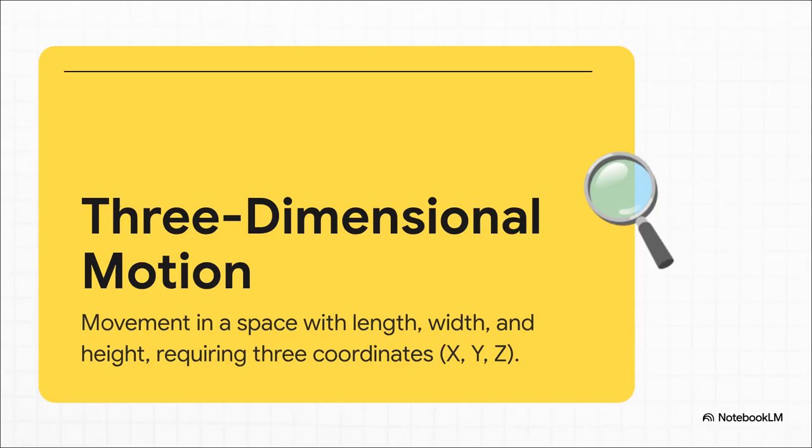Now we can describe the motion of pretty much anything. I mean, think about a drone flying through a city. It can move forward and backward down a street. That's the x-axis. It can move left and right between buildings. That's the y-axis. And it can move up and down in the air. That's the z-axis. It has total freedom in this 3D grid.